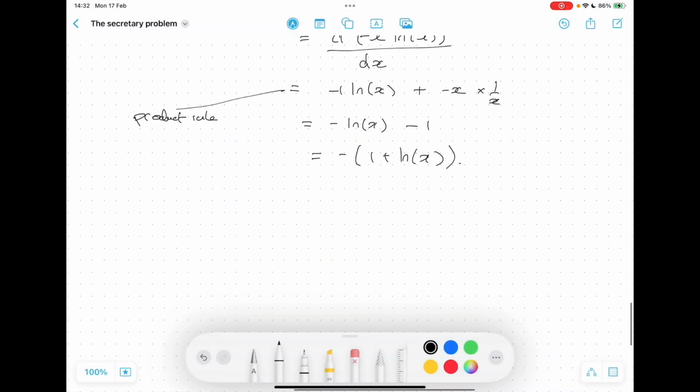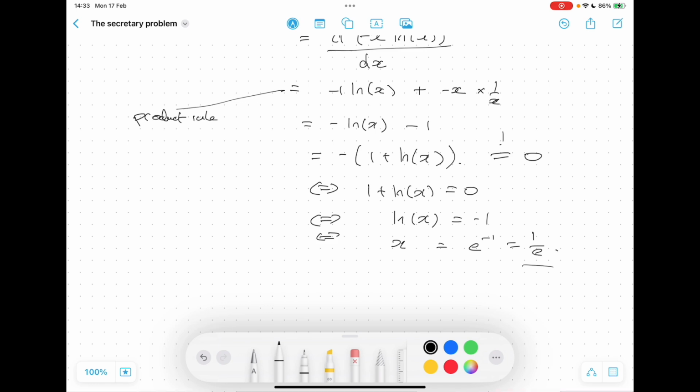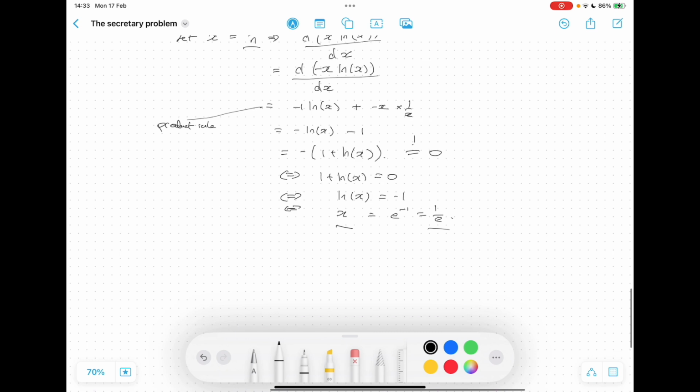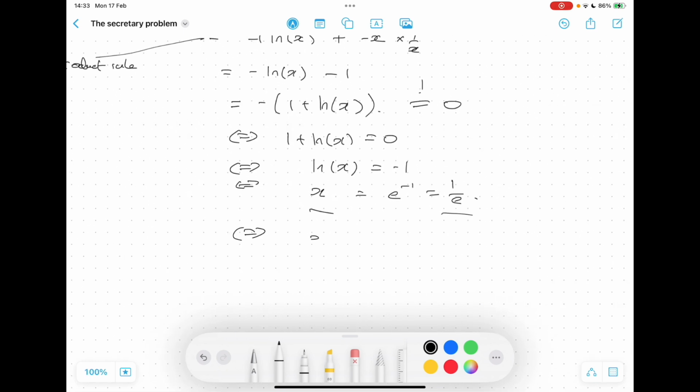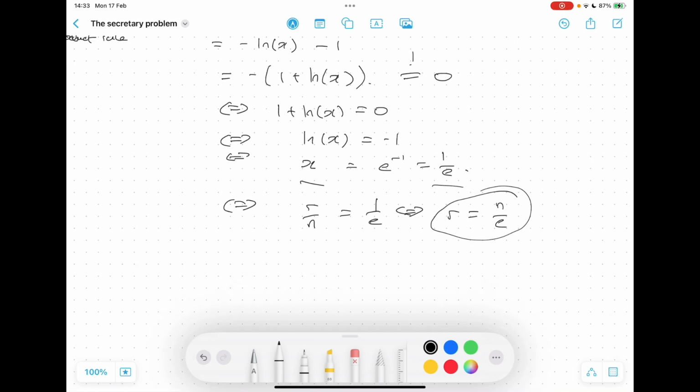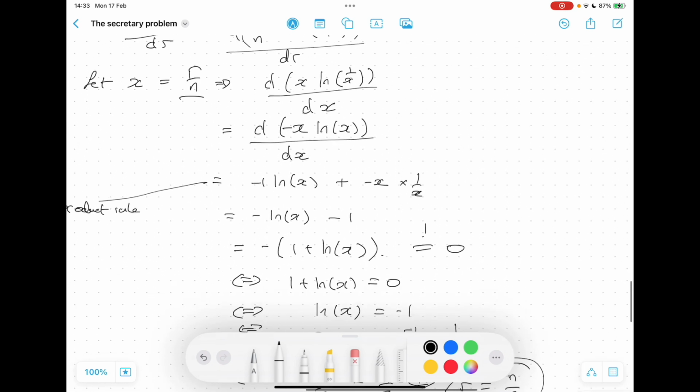Now, to get the maximum, we set it equal to 0, and that gives us 1 plus ln of x is equal to 0. ln of x is equal to minus 1. Let me write that properly, and then we get x is equal to e to the minus 1, which is equal to 1 over e. So we get our maximum value when x is equal to 1 over e. What did we set x to? We set x to r over n. So r over n is equal to 1 over e, which gives us that, since n is fixed, r is equal to n over e. Right, and you have seen now, as I said in the last video, that this maximum value is found at n over e. And it is indeed the case, and I have proved so.